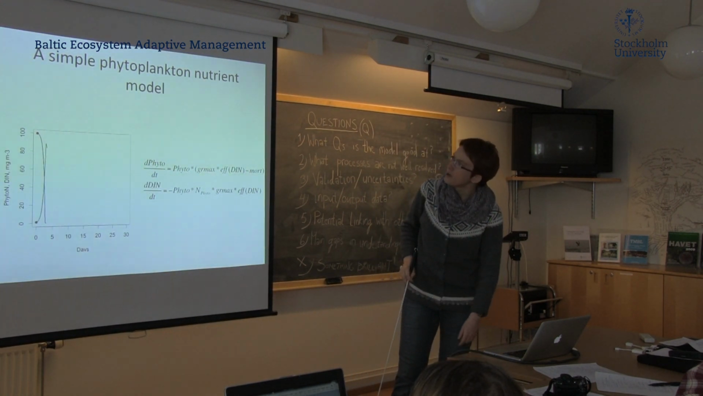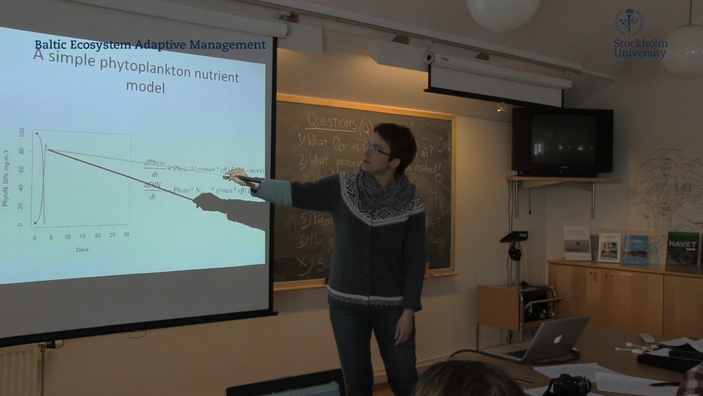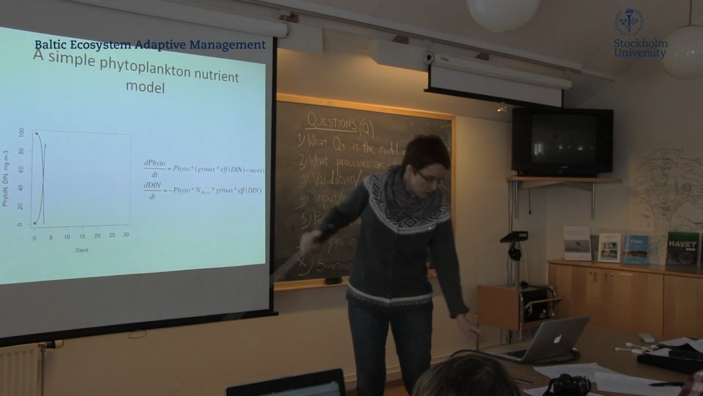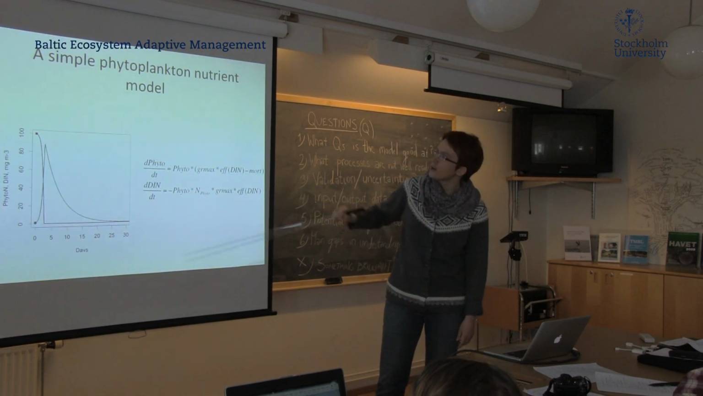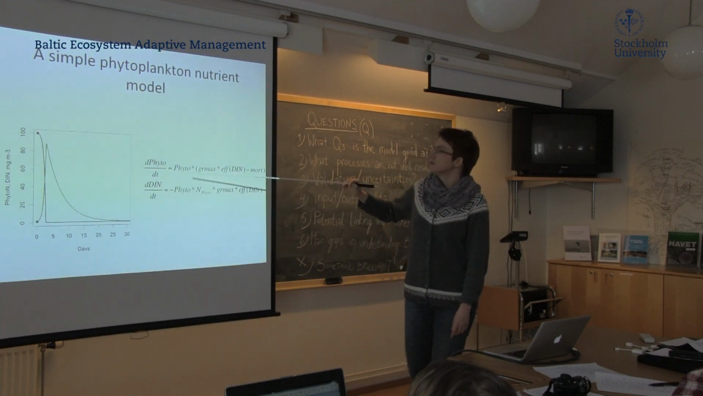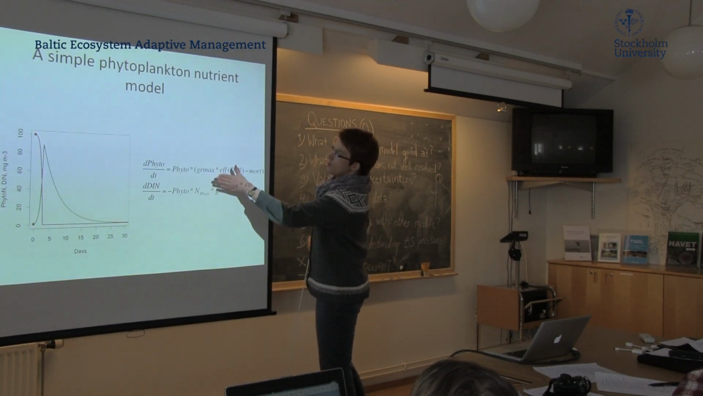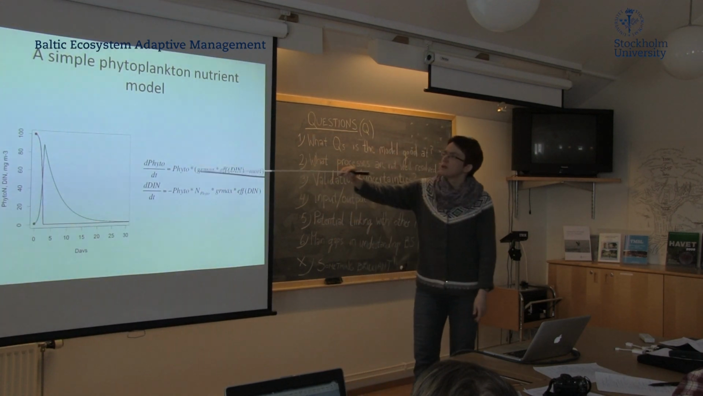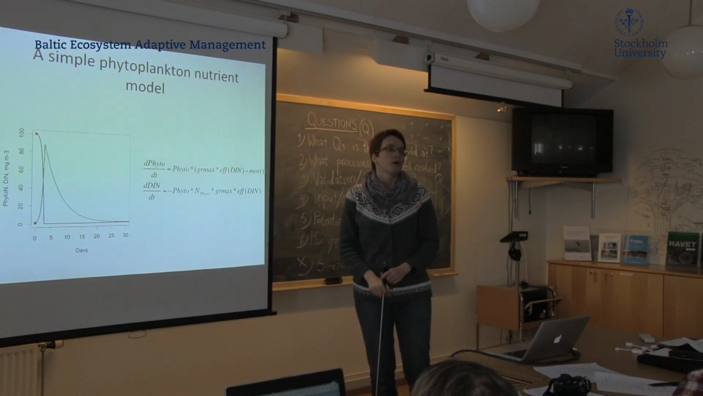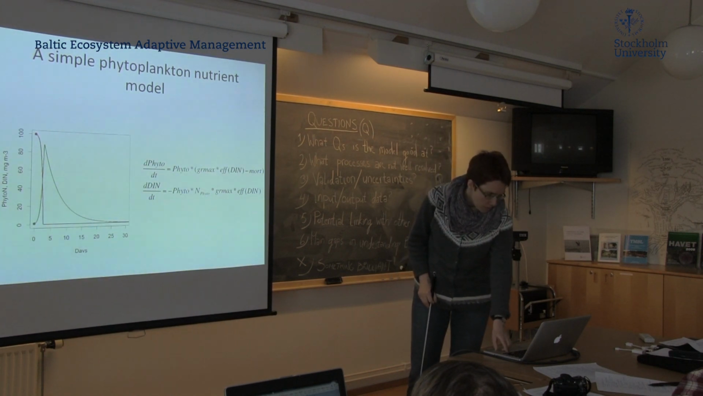And if you go forward in time, you deplete your nutrient, and then the growth rate here is basically 0. And then what you see when you continue modeling onward is that your phytoplankton biomass starts to decline again, and this is basically because this term here will be 0, and then all that is left is the mortality term here, so we have an exponential decline in phytoplankton biomass. So this is the basic principle of how these equations work.